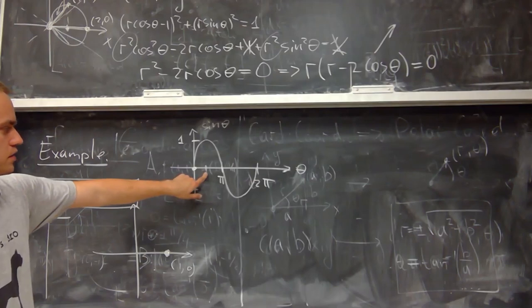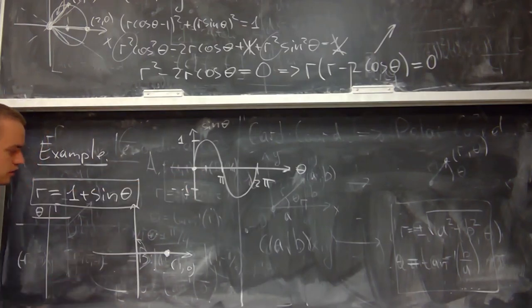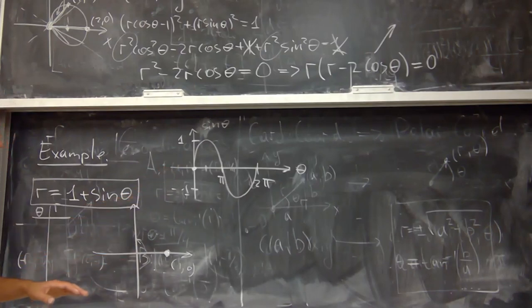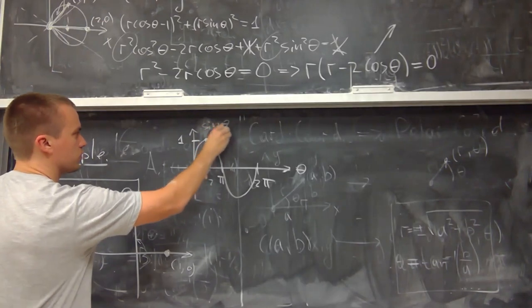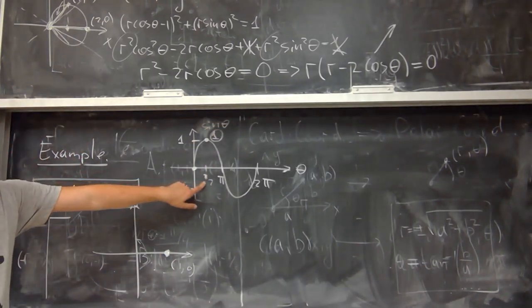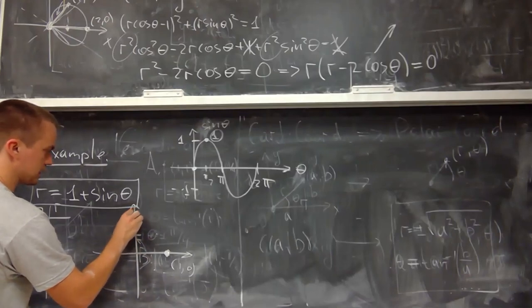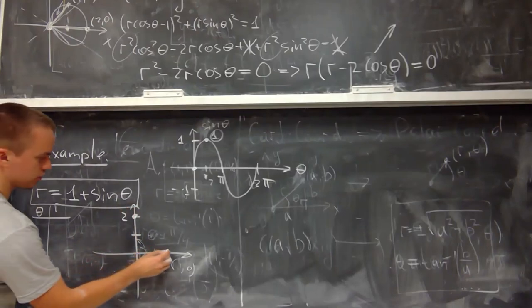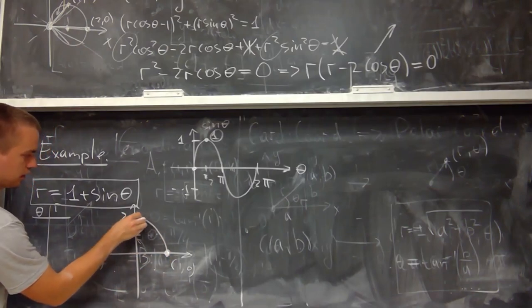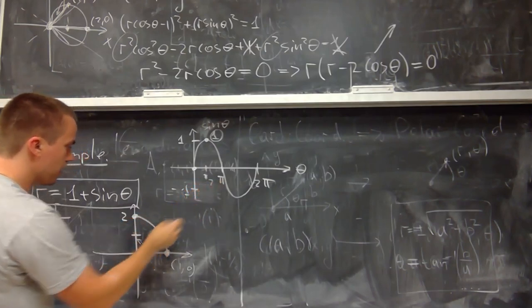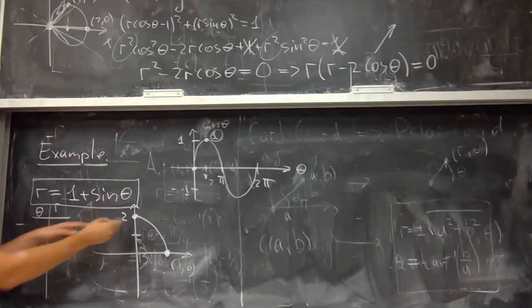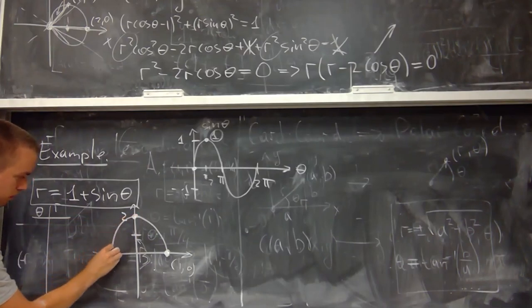Then I'm going towards pi over 2. So right now I will go in this direction, and my radius will increase because from 0 to pi over 2, my sine function is increasing, and it's going to reach the maximum at 1. So when theta equals pi over 2, I will get the length exactly equal to 2. Oh, the graph is going to be horrible, but it's okay. Then when my angle changes from pi over 2 to pi, my radius will decrease from 2 back to 1.